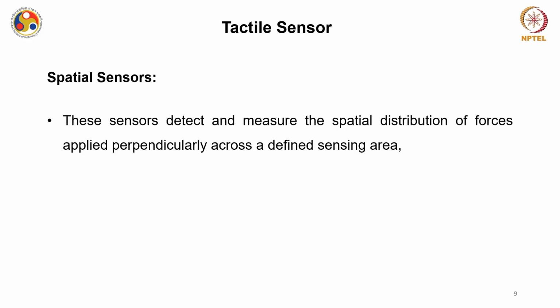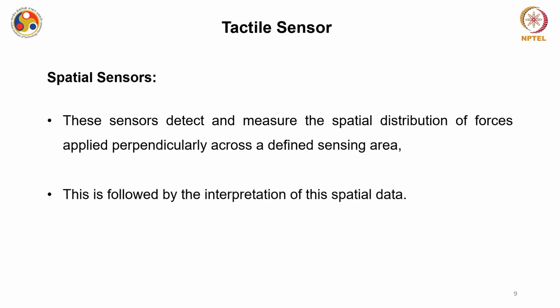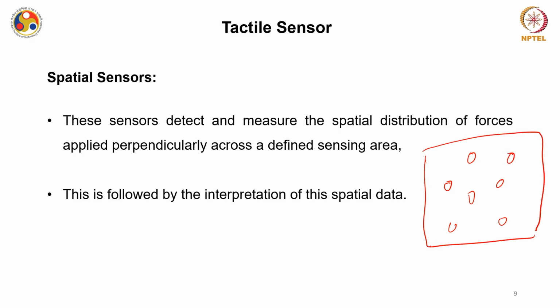Then we have a special tactile sensor, or spatial sensor. These sensors detect and measure the spatial distribution of forces applied perpendicularly across a defined sensing area. This is followed by the interpretation of this spatial data. For example, this is the area in which I want to quantify the touch.